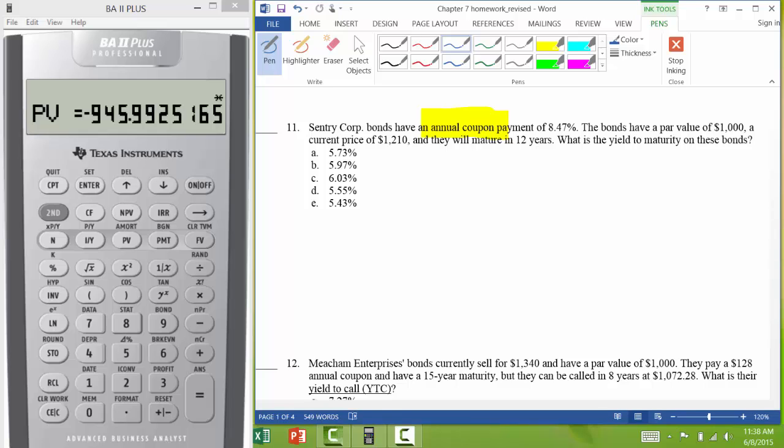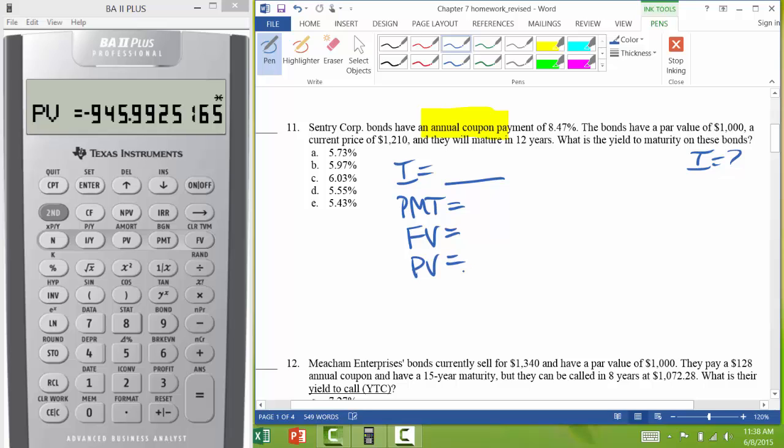So an annual coupon payment of 8.47%, the bonds have a par value of 1,000 and a current price of $1,210, and they will mature in 12 years. So what's the yield to maturity on these bonds? So it's asking, what's the I? So I is what we're solving for. We'll have a payment amount, a future value, a present value, and an N.